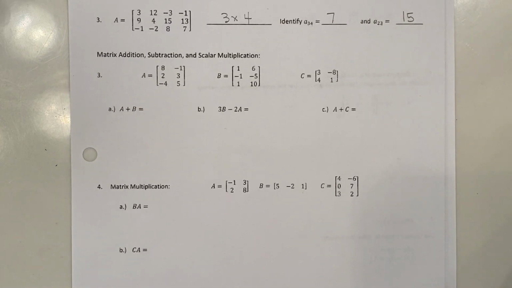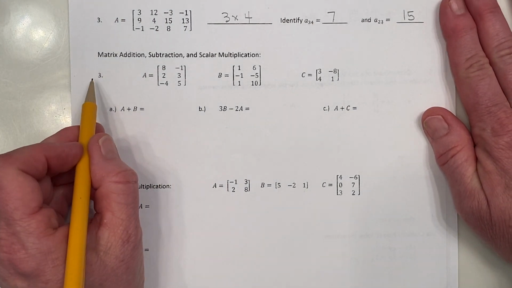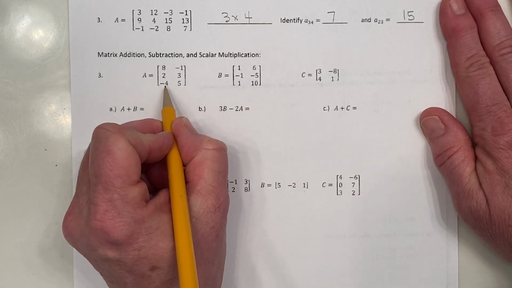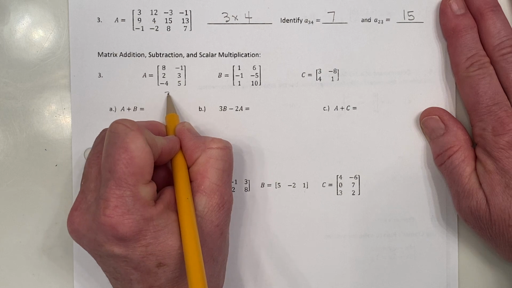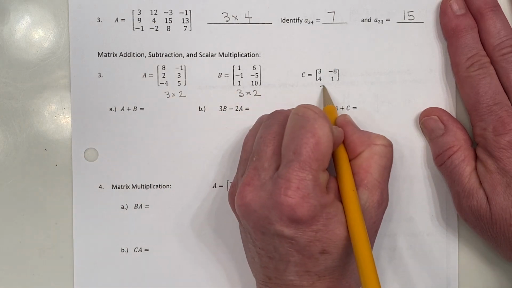For these next few problems, we're going to be practicing matrix addition, subtraction, and scalar multiplication. So given in example 3 are 3 matrices. Might as well go ahead and identify their orders. So this is 3 by 2, same here, and this order is 2 by 2.